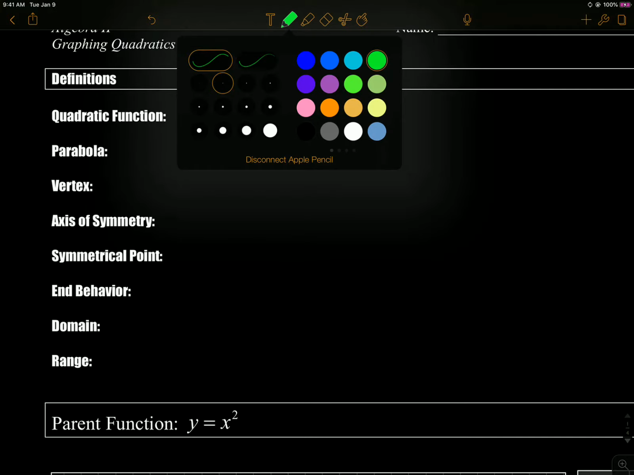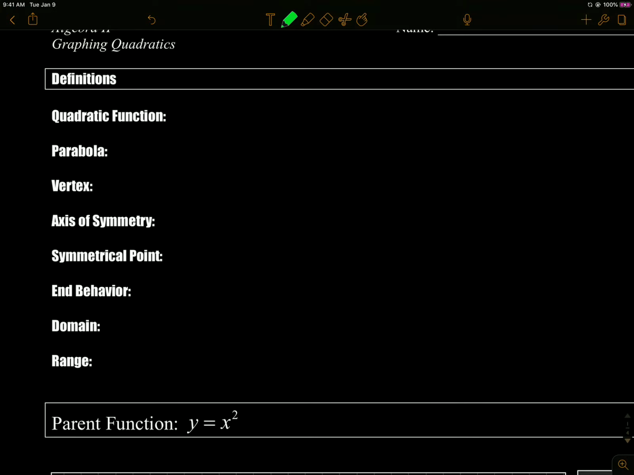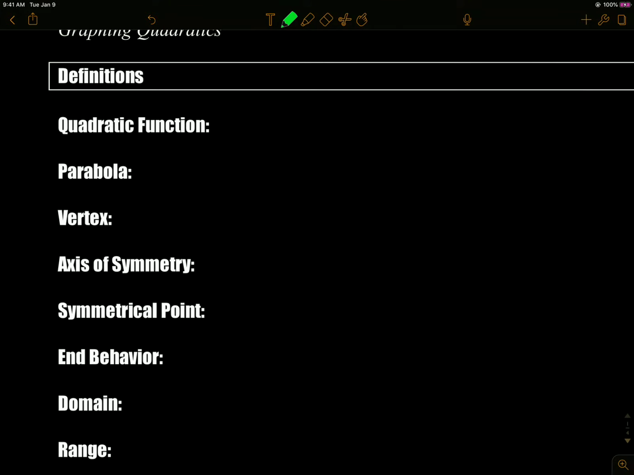Okay, we're going to look at quadratics a little more closely. So we had talked about naming polynomials by their degree, and now we're going to get into quadratics, which are degree 2. So we're going to start there.